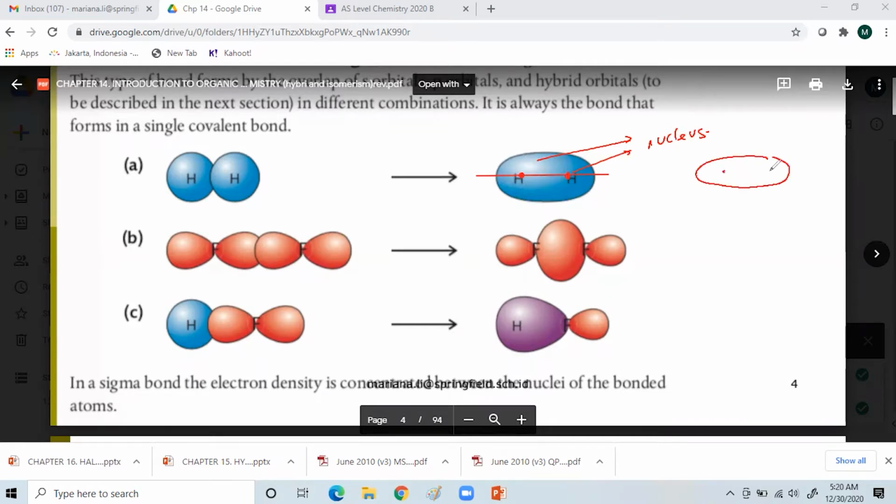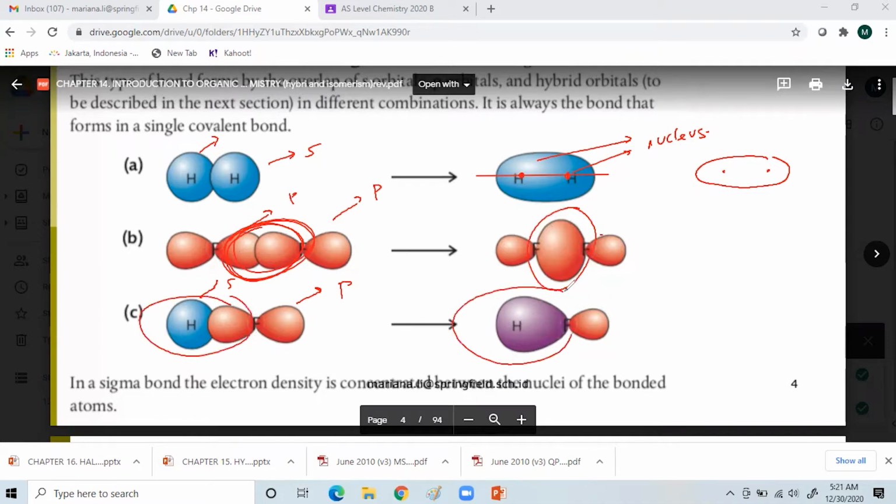Please remember that sigma bonds are single covalent bonds. Okay, so it can be formed between an s orbital and an s orbital, or between two p orbitals, or between s and p, or between hybrid orbitals and hybrid orbitals. When the atomic orbitals undergo the overlapping process, you can see that the shape of these atomic orbitals will change like this.